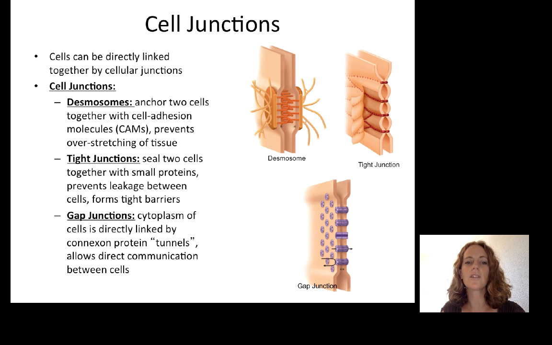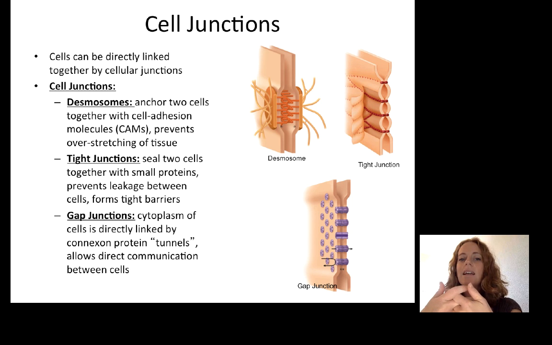So cell junctions is when two cells are right next to each other, and there's different ways to join two cells. And these have to do really with the function of the tissues or the organ itself. So the first type is desmosomes. So these are when two cells need to be able to resist stretching. So these will be in tissues where there's a lot of pull or movement or elasticity of the tissue itself that is needed.